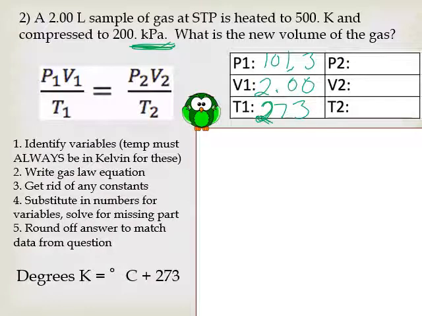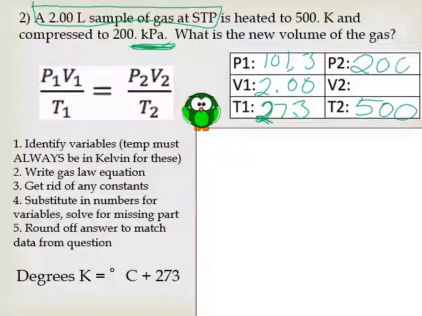And now I want to see what the new conditions are. It says we had this sample of gas, told us the conditions right there, and then it says it's heated up to 500 Kelvin. So that's our new temperature, T2, 500 Kelvin. It was at 273, that's standard temperature, and now we heat it up to 500. And it says compressed, the pressure changes to 200 kPa. So the pressure was 101.3, and now the pressure is going to be 200 instead. That's our new pressure. And it asks, what is the new volume? So obviously we're going to look for V2.